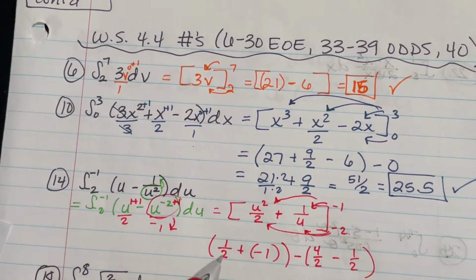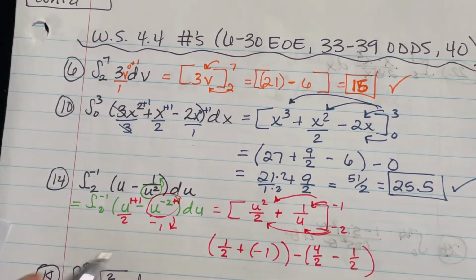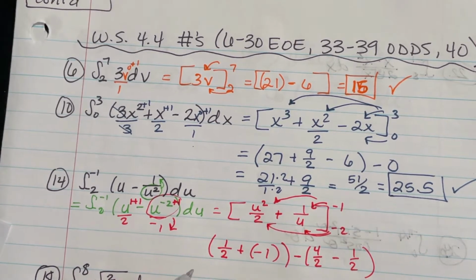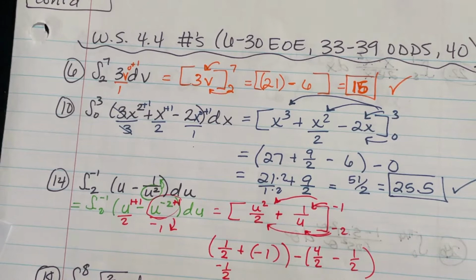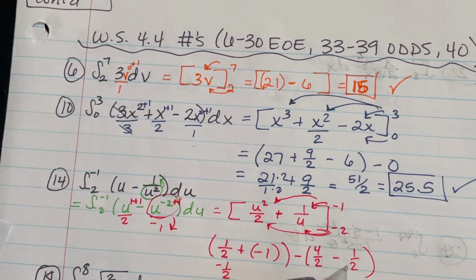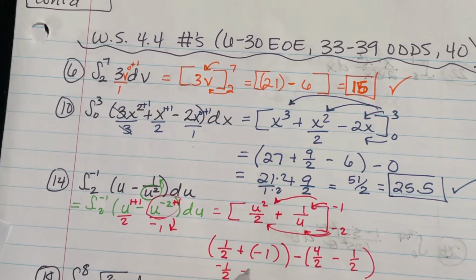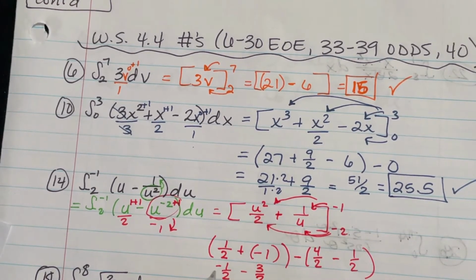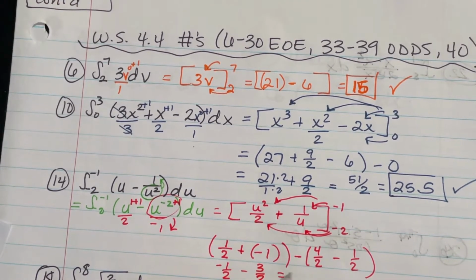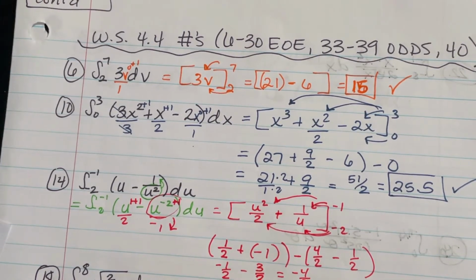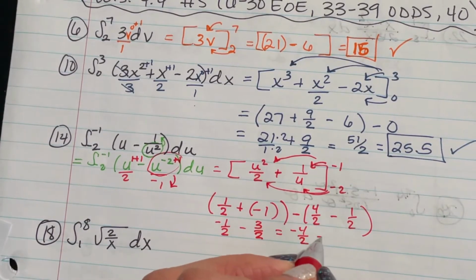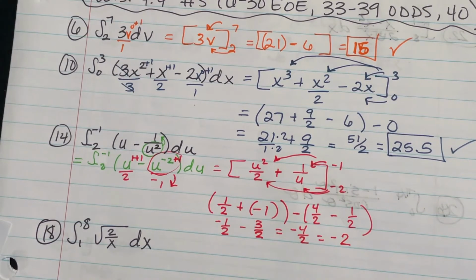All right, so let's see, I've got a half minus 1, so that's a -1/2. And then 4 halves minus 1/2 is 3 halves, but then I'm subtracting the 3 halves. -1/2 minus 3 halves is -4 halves. -4 divided by 2 is a -2.